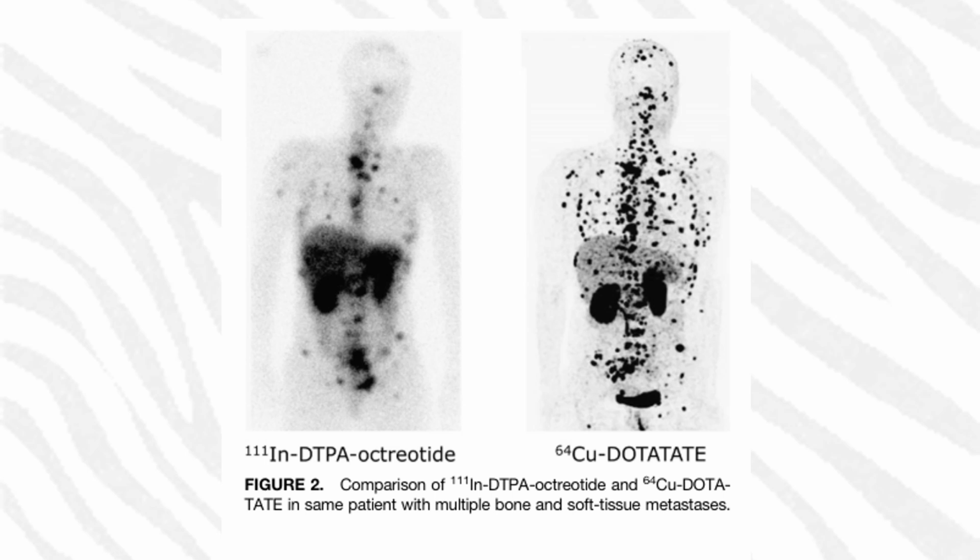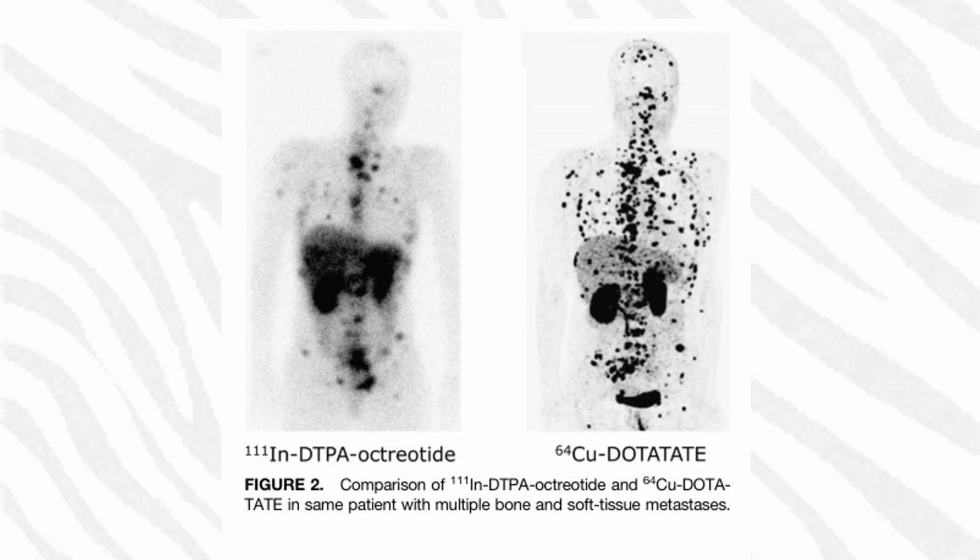The spatial resolution is limited by the regular gamma camera, but with PET, you have increased spatial resolution, and copper 64 has great imaging qualities, and so you really do get great images. And that is the same patient with multiple bone and soft tissue metastases.